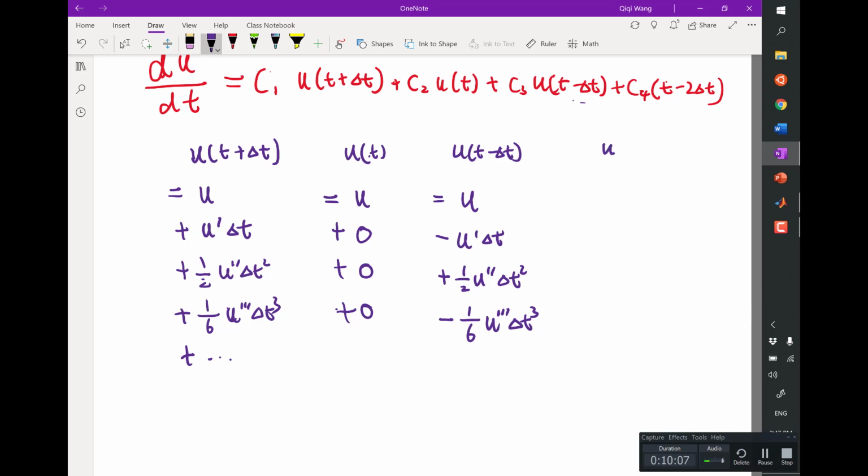And the last term is the one that takes a little bit more calculation, but it's still pretty easy. So I have minus 2 u prime delta t, and I have plus 2 u double prime delta t squared, because 2 delta t squared is equal to 4, so it cancels with part of the half, and you get 2. And last, you have 8 coming out of the 2 cubed, so we have minus 4 over 3 u triple prime delta t cubed. And we have stuff afterwards.